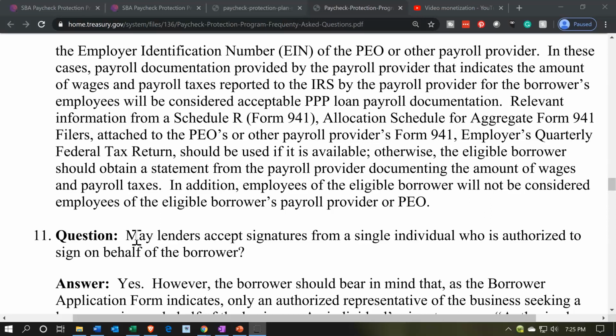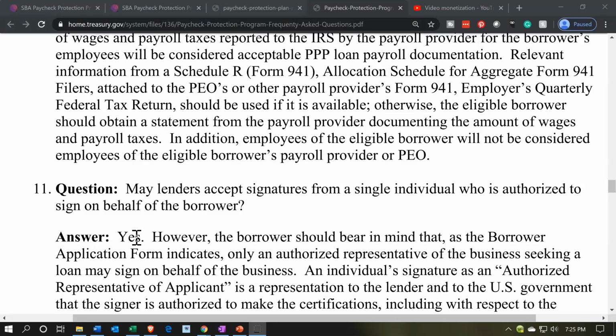Otherwise, the eligible borrower should obtain a statement from the payroll provider documenting the amount of wages and payroll taxes. In addition, employees of the eligible borrower were not considered employees of the eligible borrower's payroll provider or PEO.